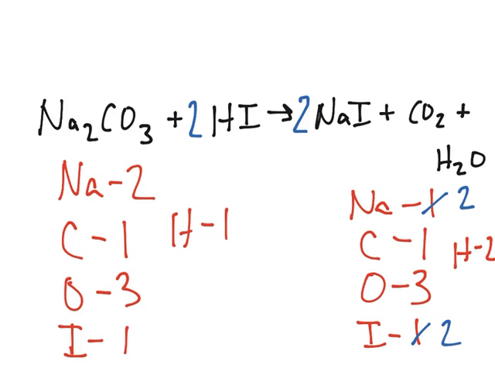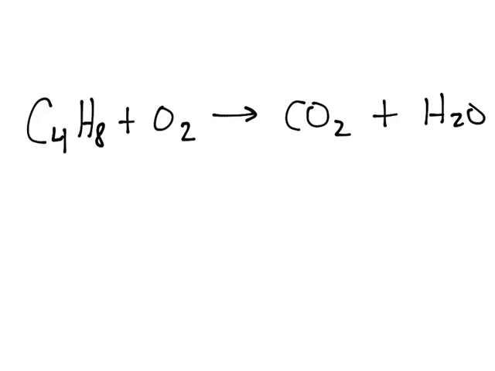Sorry, to be honest, I had to pause my video and I'm not sure where I was. I know I'd put a 2 on the HI though. So it's going to give me 2 H's on the left and 2 I's on the right. And by almost magic, everything is now balanced. All right, so we've got one more.